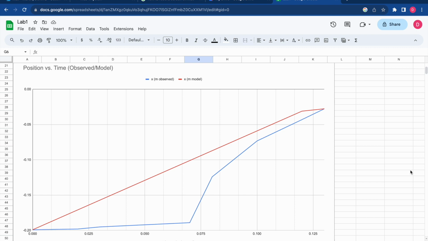Down at the bottom, you can see the graph of the experiment, in which on the top in the red is the computer model data, and the blue curving line is the observed data. You can see from this graph how the forces acted on the real world object.